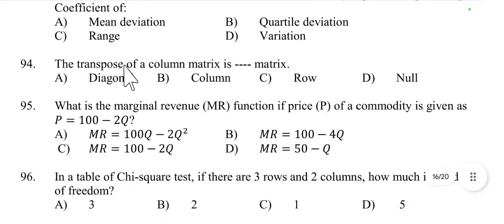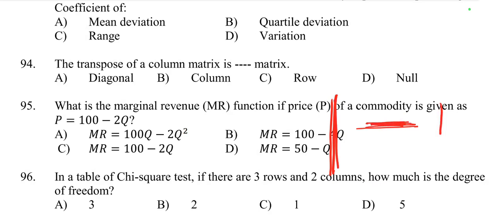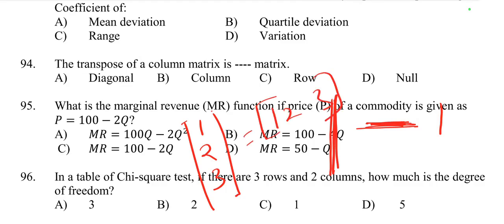Then come to question number 94. The transpose of a column matrix is a dash matrix. Transpose means the column matrix transpose is a row matrix, and the row transpose is a column. So if we write a column matrix, then its transpose is 1, 2, 3 in a row matrix. So the transpose of a column is a row, option number C.